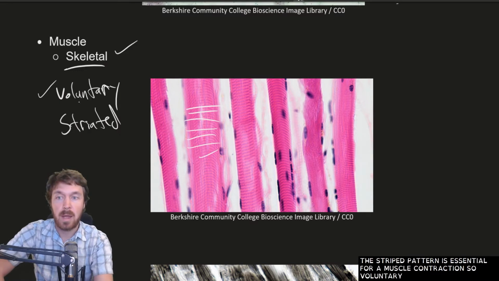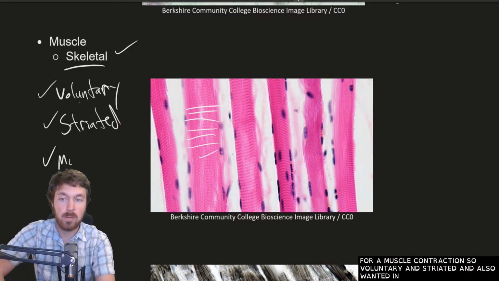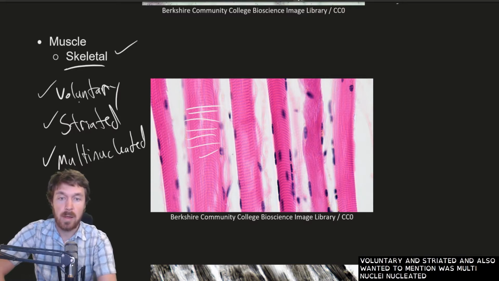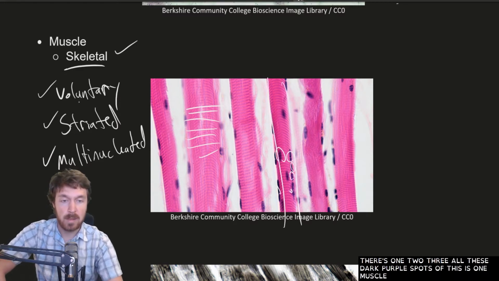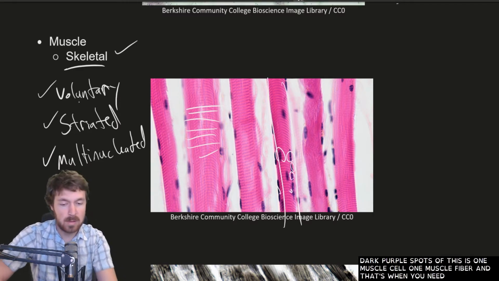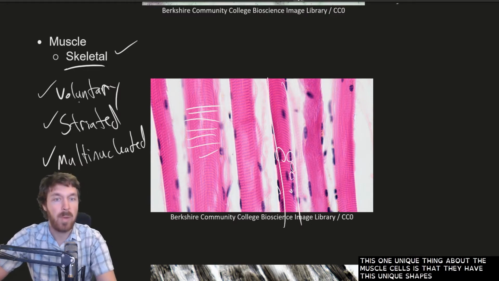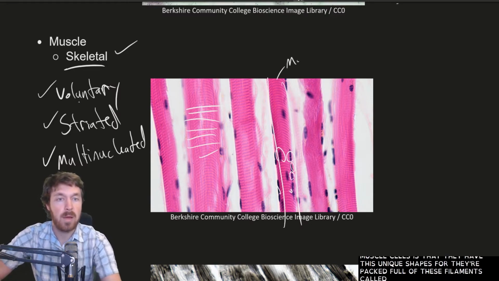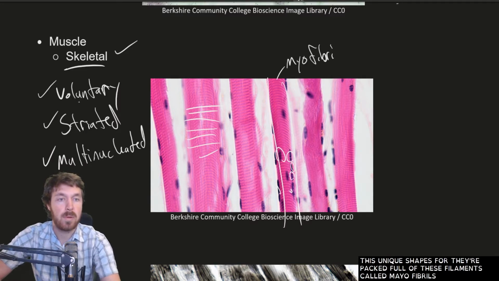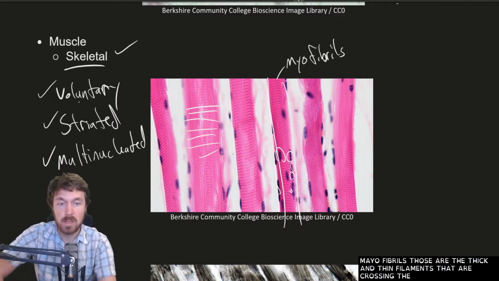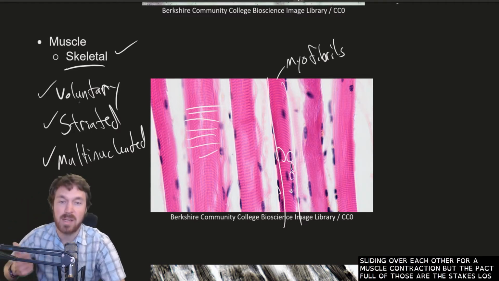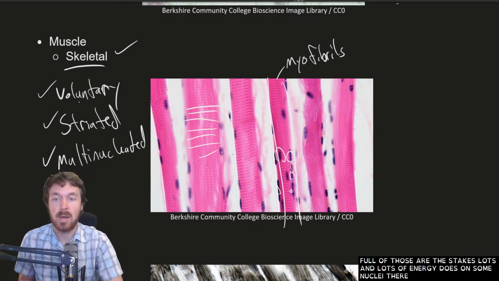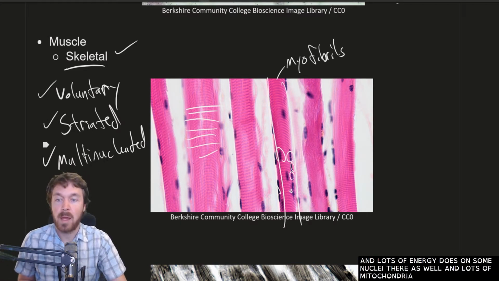So voluntary and striated. And also one I didn't mention was multinucleated. Here there's 1, 2, 3, all these dark purple spots. This is one muscle cell, one muscle fiber. That's one unique thing about the muscle cells, is that they have this unique shape where they're packed full of these filaments called myofibrils. Those are the thick and thin filaments that are sliding over each other for a muscle contraction. But they're packed full of those, so this takes lots and lots of energy. So there's lots of nuclei there as well, and lots of mitochondria. All right, so that's skeletal muscle.